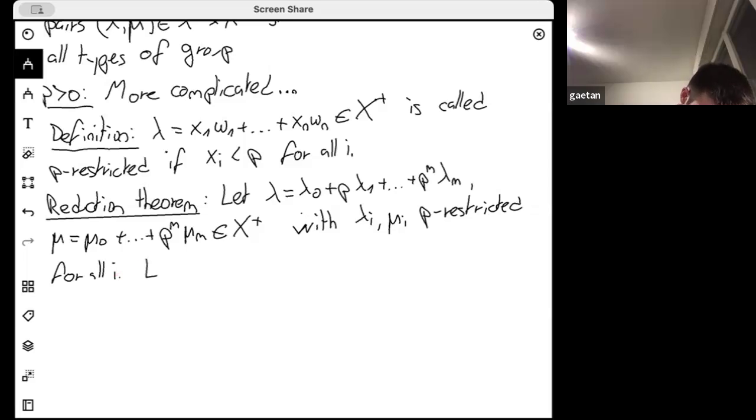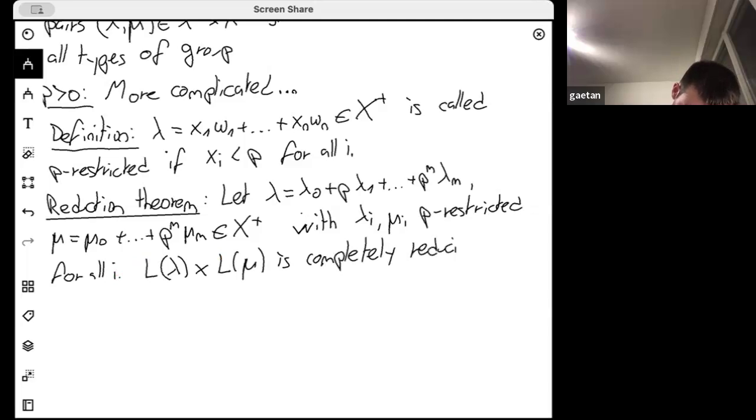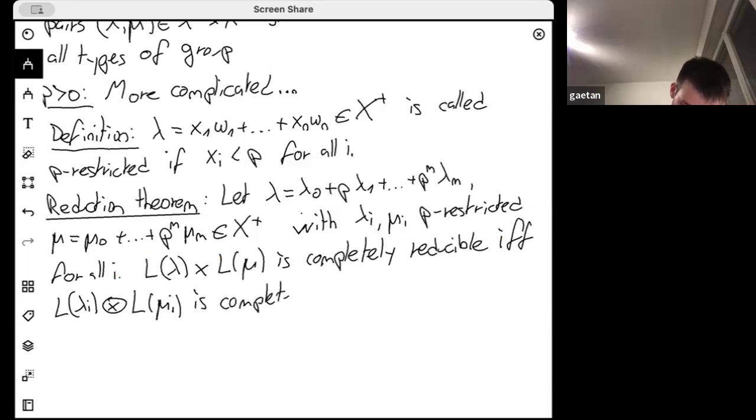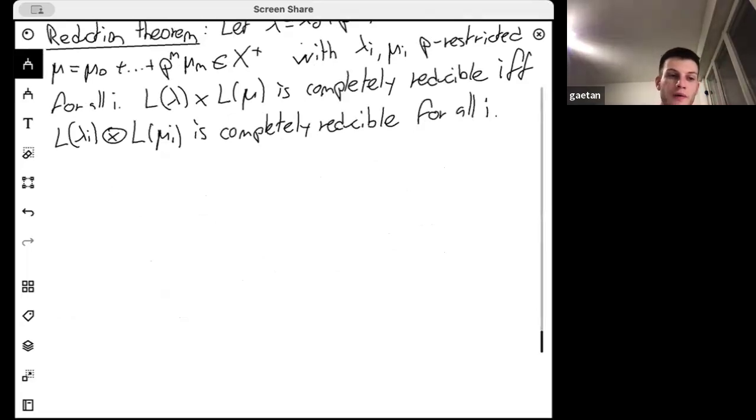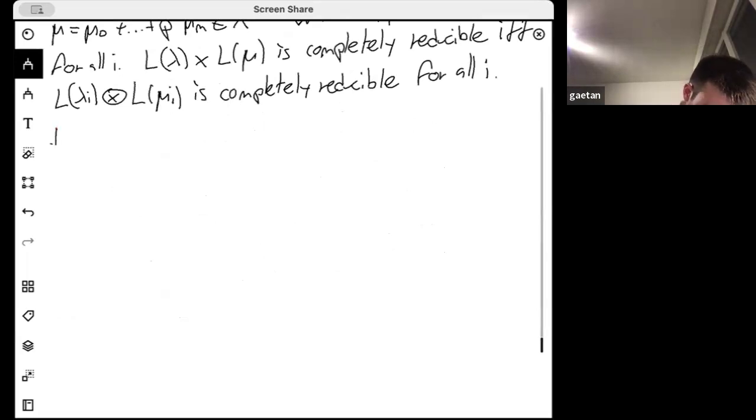Then the tensor product L(lambda) with L(mu) is completely reducible if and only if L(lambda_i) tensor product with L(mu_i) is completely reducible for all i. So in order to study all the tensor products, it's sufficient to only consider dominant weights which are p-restricted. And I will not prove this theorem, but I will give some ingredients of the proof.